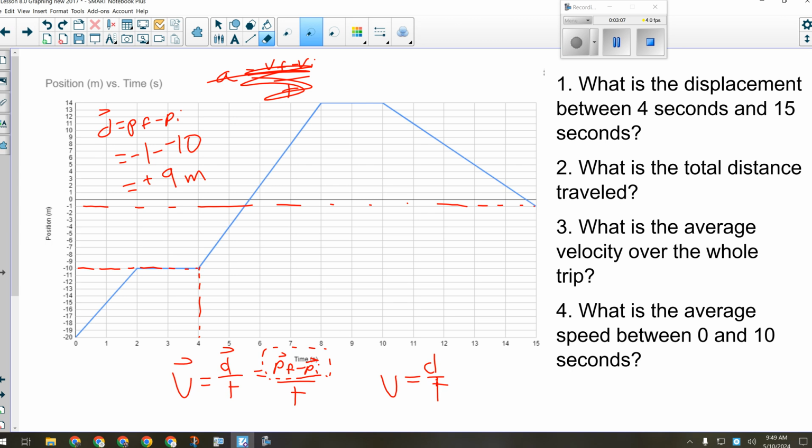Okay, so negative 1 minus negative 10 should be positive 9 meters. Okay, well that makes sense. I did go from here to there. That is positive 9 meters. That's 9 meters forward of where I started. Everybody okay with that? Okay.